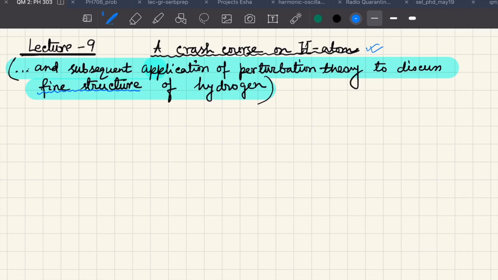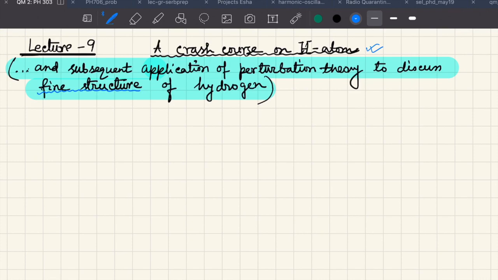Now all of you know that whenever there is something new, you need to basically do a background work, some kind of net practice. So before jumping to something new regarding hydrogen atom, let us do the net practice first. That means let us do the basic reviews on the hydrogen atom, on whatever you have learned so far.